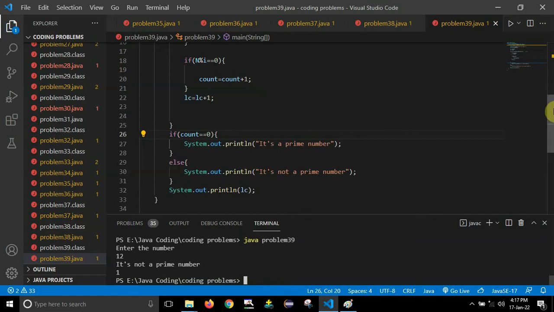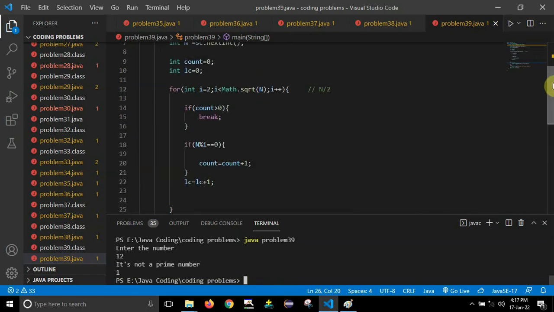See guys what it will be doing. The n value is 12 and it will come over here, and it will check count, which I have initialized initially to 0. So it will check whether 0 is greater than 0. No, so it will come inside this loop, and check whether 12 divided by 2 is equal to 0. Yes, 12 is completely divisible by 2, so count is equal to count plus 1, meaning the count value will be incremented by 1.